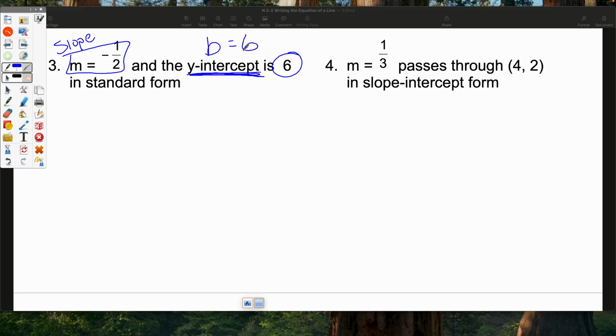B equals 6. I have a slope and I have a y-intercept, so what form should I start this out in? Slope-intercept form. Y equals mx plus b. We're just using what we're given. We're given a slope and we're given a y-intercept. So let's start out with our slope-intercept form. Plugging in that m and b value, your m up here, -1/2 x plus your b, 6.